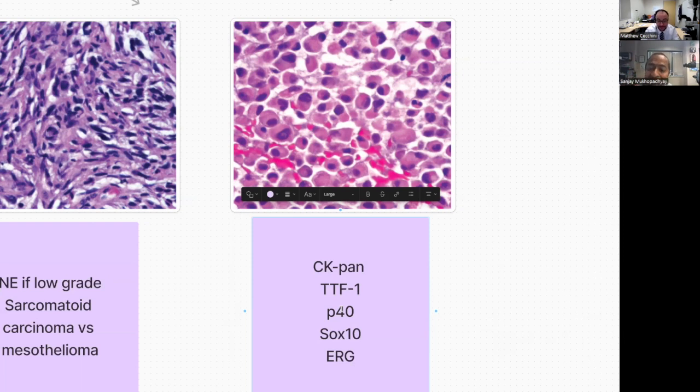Oh, sorry, I missed one: BRG1, SMARCA4. Yes, of course, that's a big one. Very high yield stain in this setting. In this scenario, I don't do that right off the bat.